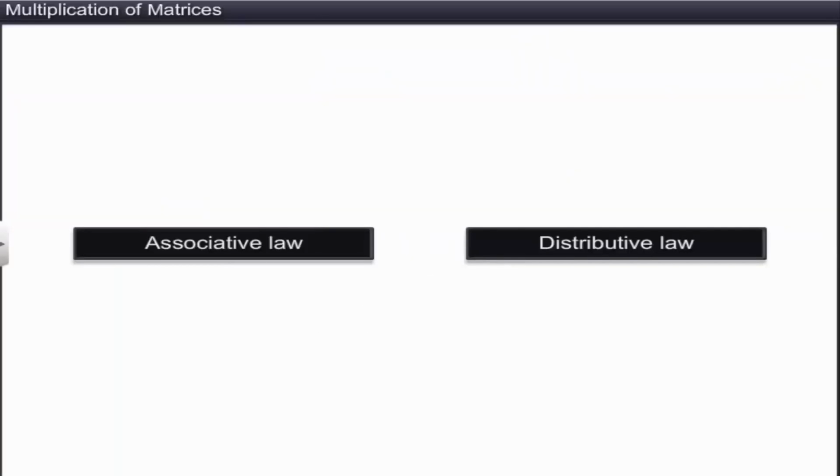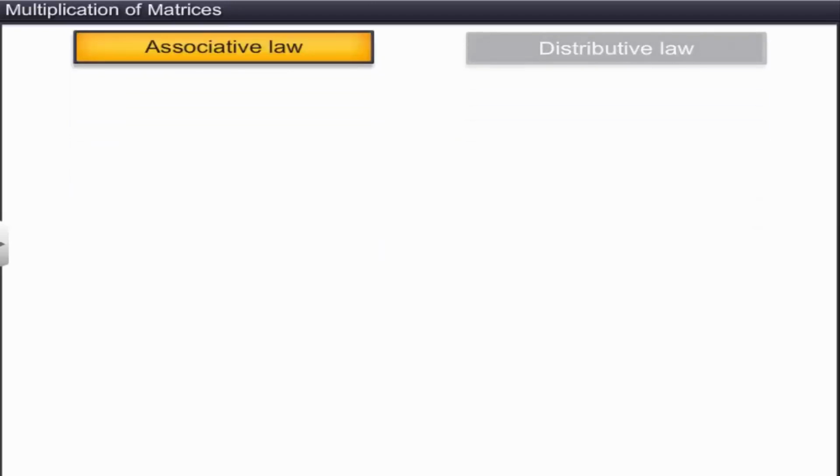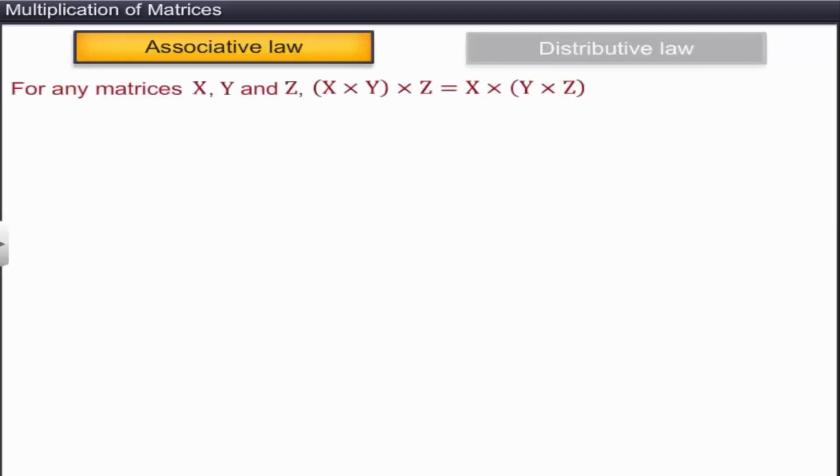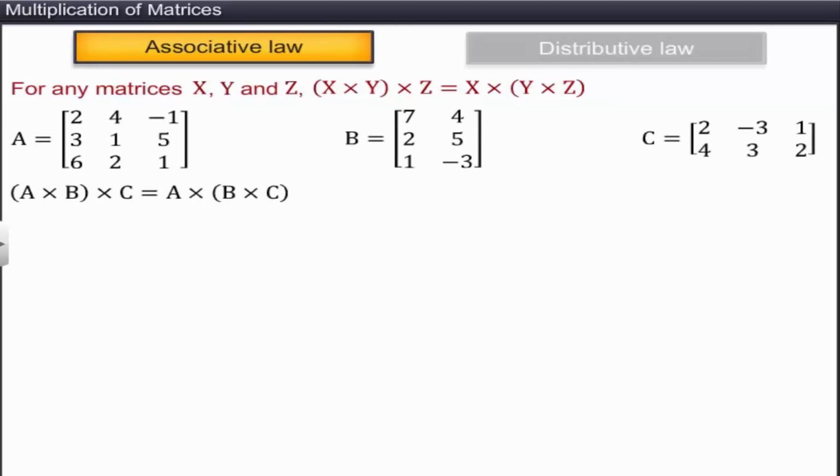The multiplication property over matrices satisfies the associative law and the distributive law. According to the associative law, if we have three matrices X, Y and Z, then (XY)Z is equal to X(YZ), whenever both sides of the equality are defined. Let's see an example to verify the associative law using matrices A, B and C.